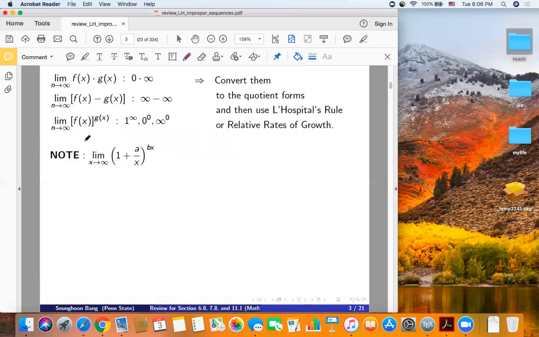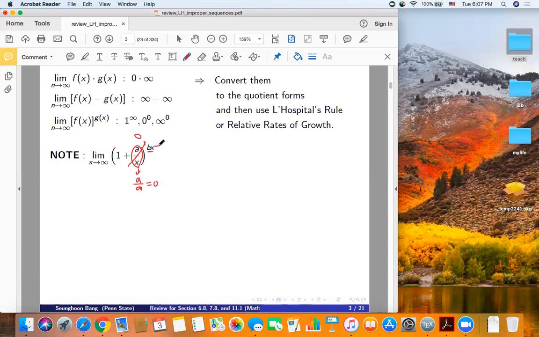This is a note. The limit of 1 plus a of x, b to the x as x approaches infinity. So what happens here as x approaches infinity? a of x is going to a over infinity, which is 0. This is going to 0.